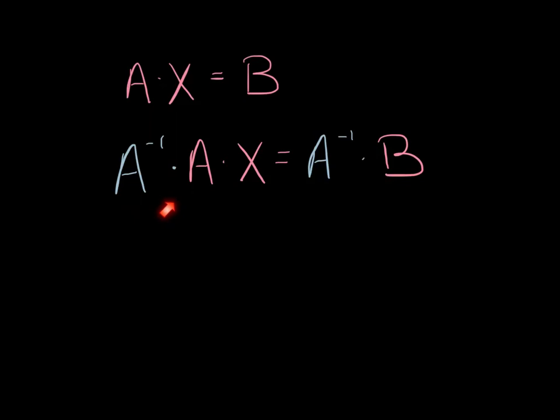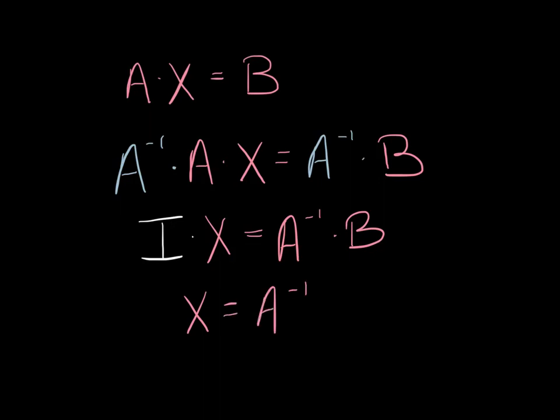So here on our left side, we've got A inverse times A. Well, we already know that that gives us the identity matrix. So A inverse times A is the identity. We still have matrix X equals A inverse times B. And then the identity times X would just be equal to X. So, if we have matrix A and matrix B and need to find matrix X, we multiply B by A inverse on the left.